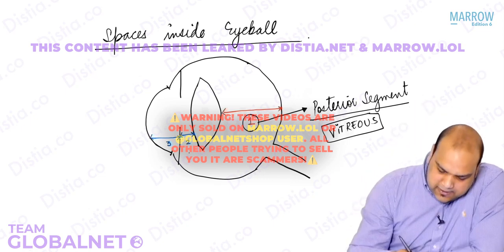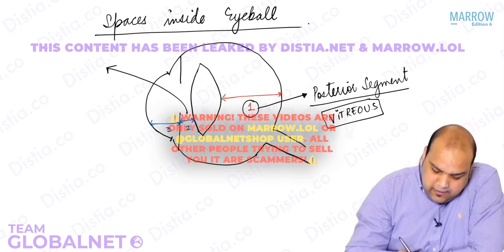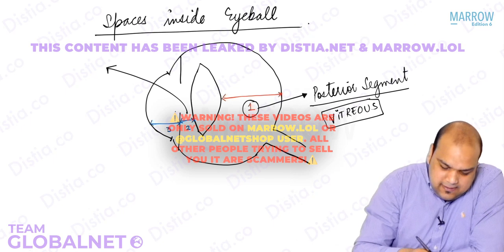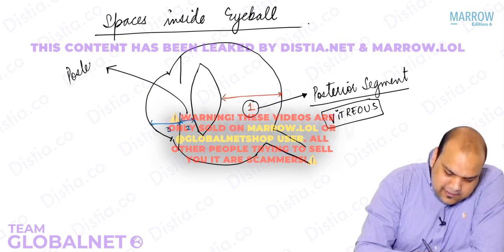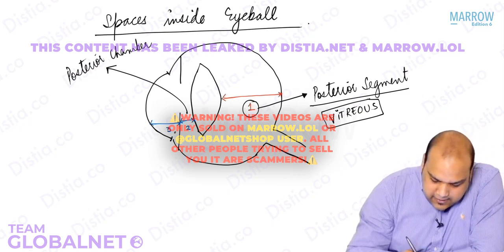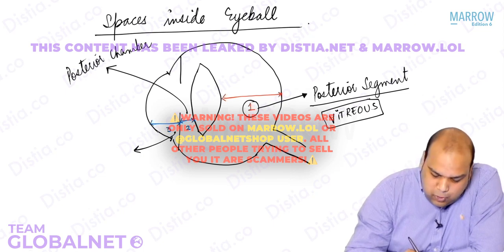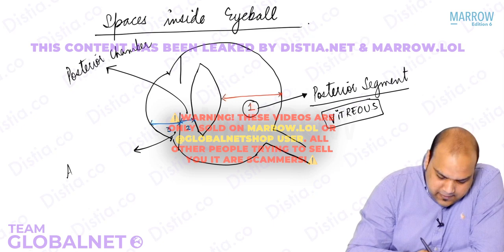Okay. Now what is space number 2 known as, guys? I hope now this will be very easy. Space number 2, the space between iris and lens, is known as, yes, posterior chamber. Then what will be space number 3, guys? Space number 3, the space between cornea and iris, is known as anterior chamber.